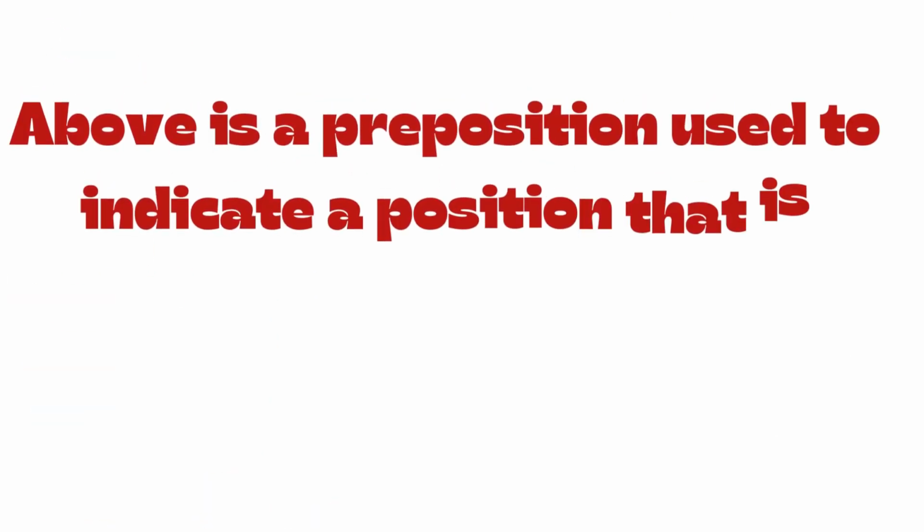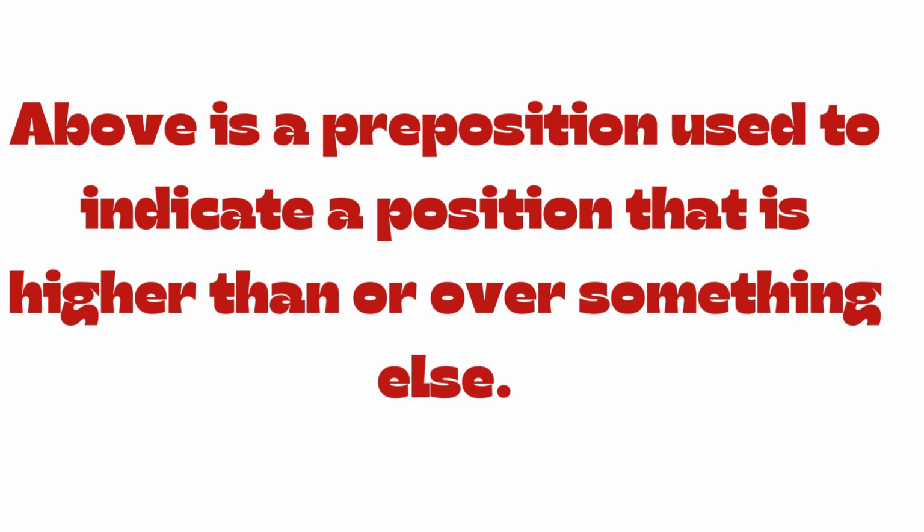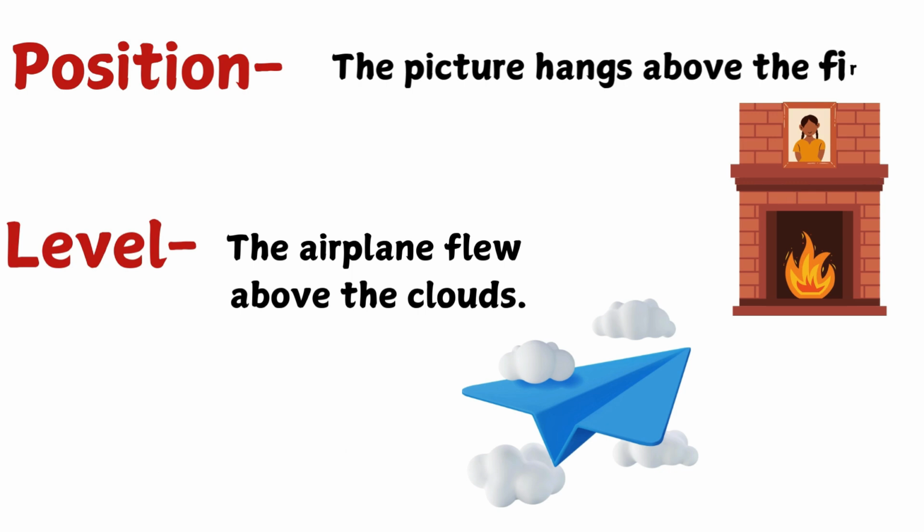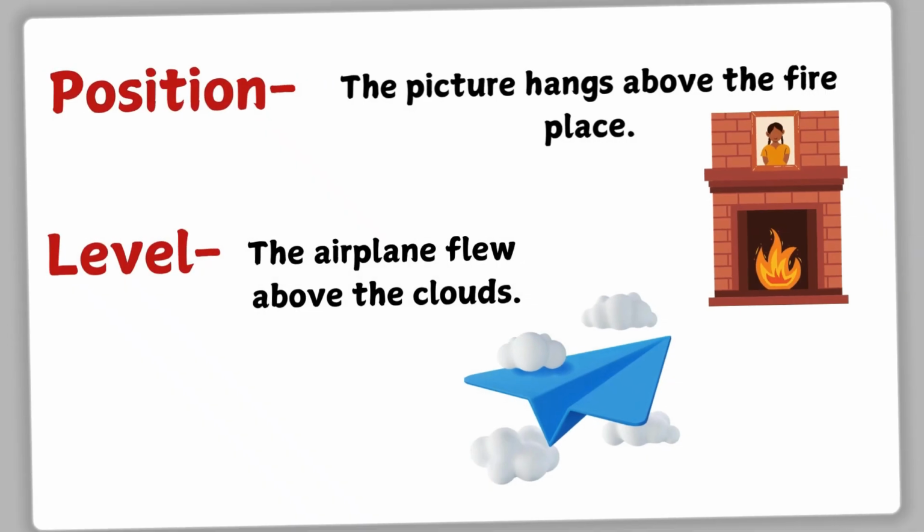Above is a preposition used to indicate a position that is higher than or over something else. Example, position: the picture hangs above the fireplace. Level: the airplane flew above the clouds.